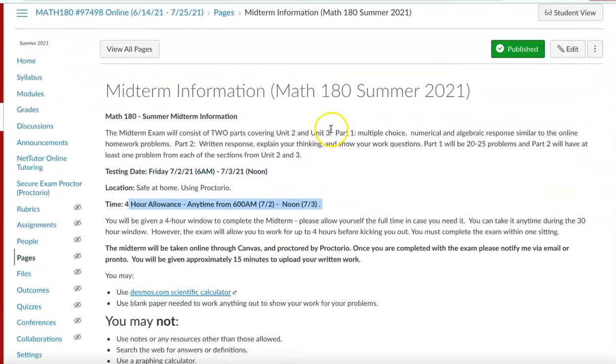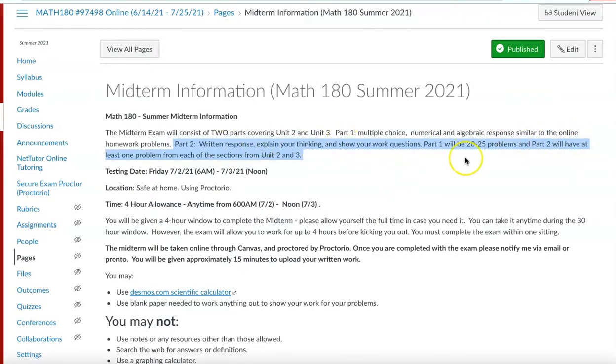I know I have it. There it is. The multiple choice, numerical, and algebraic response, similar to the online homework. Part 2 is the written response, where you're going to write on a blank sheet of paper and then scan it in PDF and send that to me. I'm still working on the length of part 1, but 20 to 25 problems is probably what we're looking at.